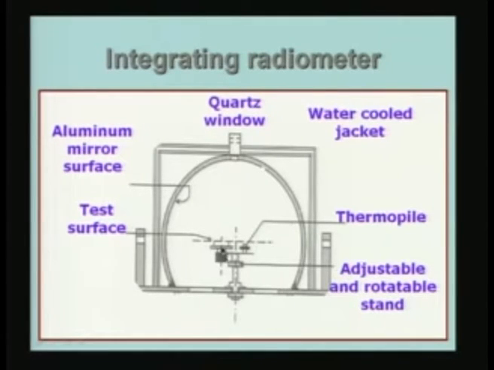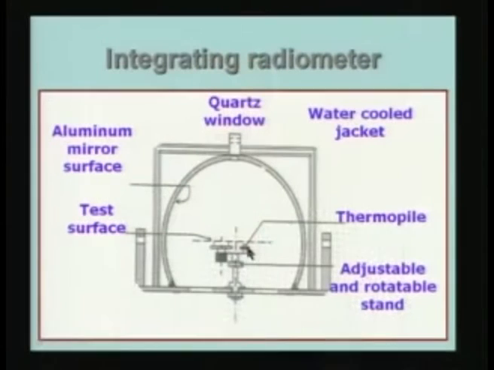The light will leave this surface in all directions and will be reflected, and after reflection it is going to fall on the thermopile. Therefore, it is integrating because it is going to focus all the radiation leaving the test surface in all directions onto the thermopile. So, integration is done by a slightly different method. Multiple reflections are not talked about here, it is only the focusing arrangement.